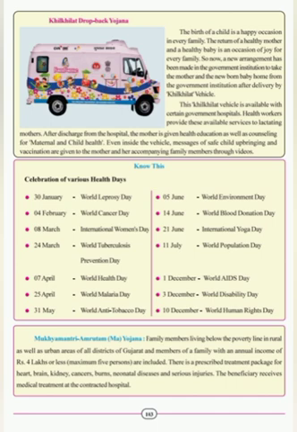Then another Yojana which was in the list of schemes of the state government, the first Yojana, Mukhyamantri Amrutam Yojana. Family members living below the poverty line in rural as well as urban areas of all districts of Gujarat, and members of a family with an annual income of rupees 4 lakhs or less, minimum 5 persons, are included in this. There is a prescribed treatment package for heart, brain, kidney, cancers, burns, neonatal diseases and serious injuries. The beneficiary receives medical treatment at the contracted hospital.